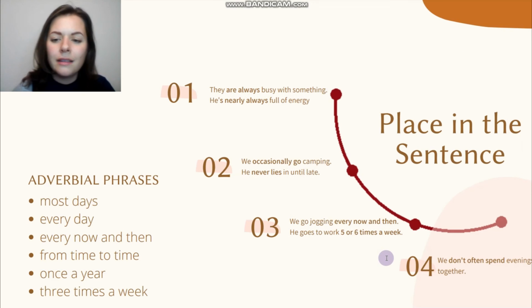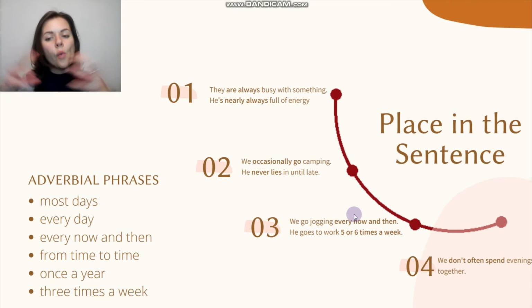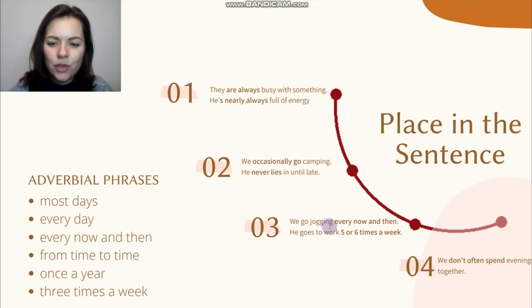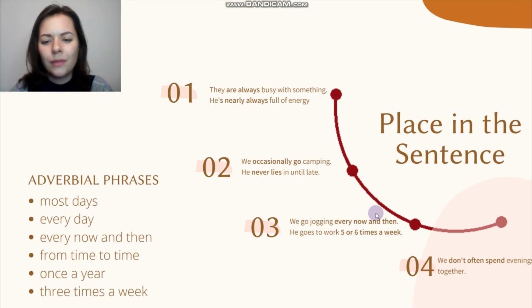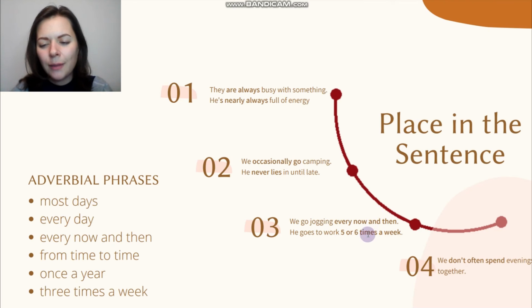Okay. Then the third situation. When we don't use adverbs, but we use adverbial phrases. Yeah, the long ones, several words. These usually go at the end of the sentence. We go jogging every now and then. He goes to work 5 or 6 times a week.